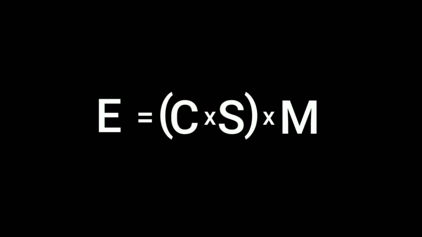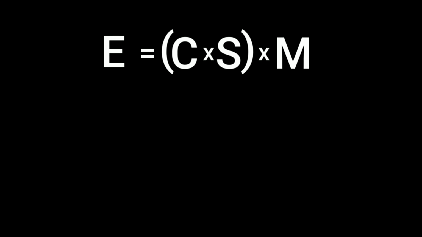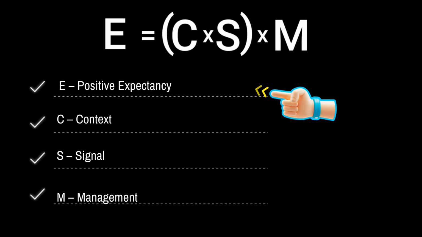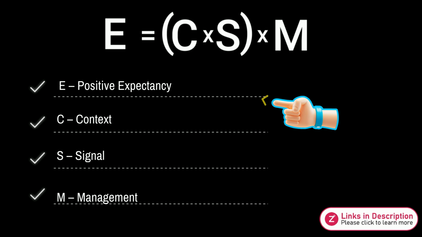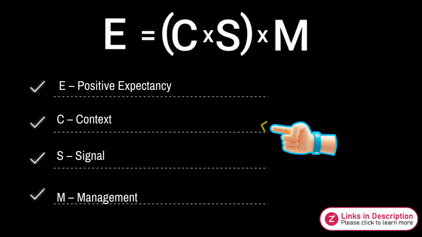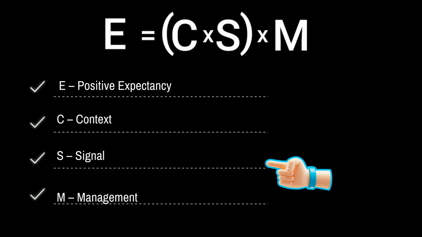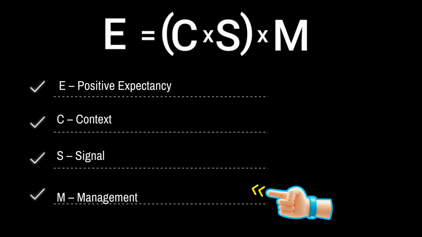To determine whether your strategy truly has an edge, place it into the trading edge equation, where E, positive expectancy, represents the overall trading edge, the strategy's ability to generate positive results over time. C, context, defines the market environment, helping you decide whether a trade should exist at all. S, signal, answers when a trade is triggered. M, management, covers risk and trade management, which ultimately determines the final outcome.